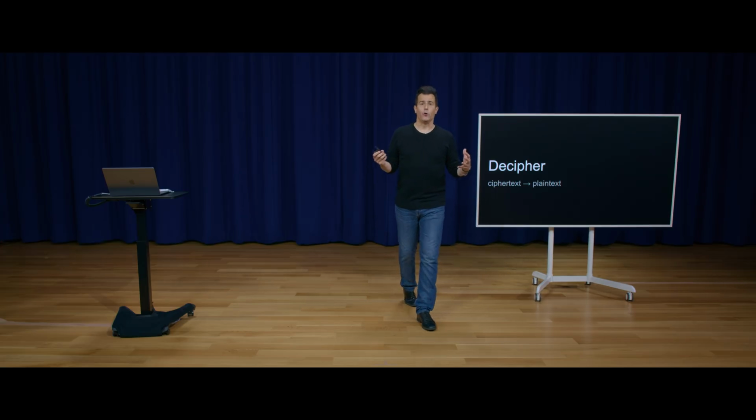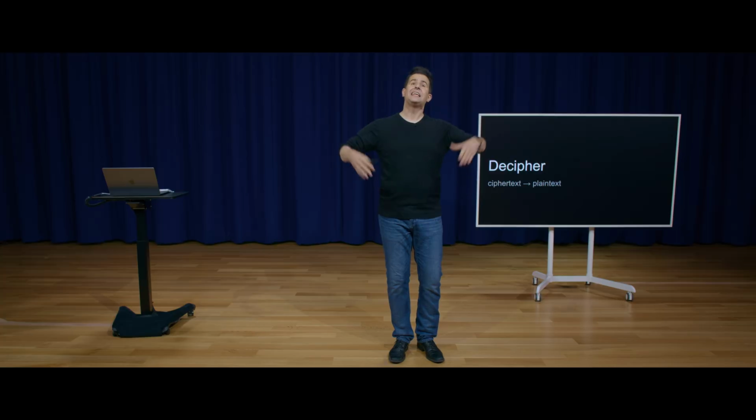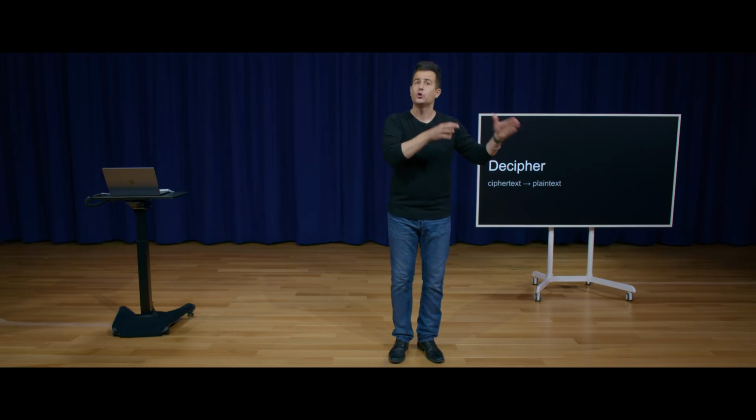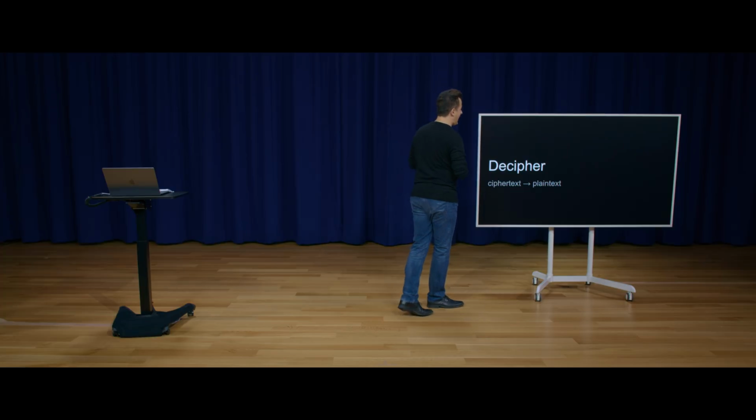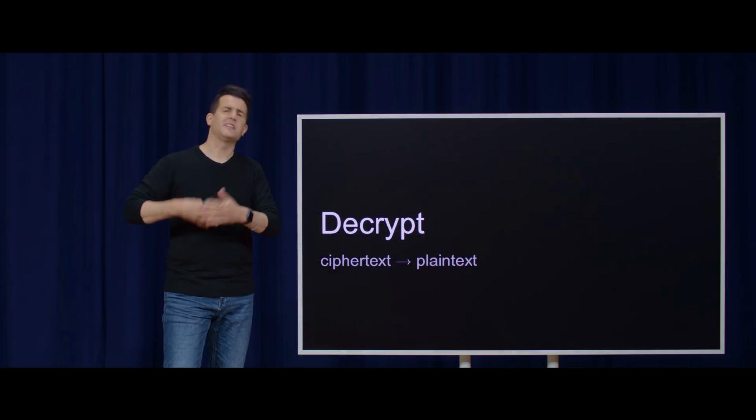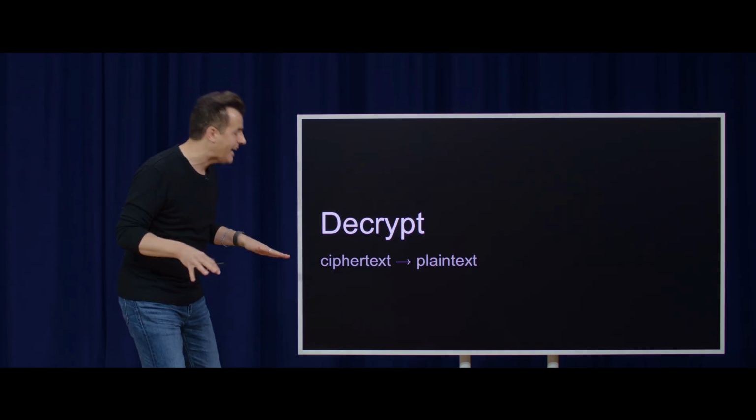Meanwhile, decipher would be the opposite of that. To actually take the ciphertext that someone else has sent to you, run it through an algorithm or cipher, and get back the plain text. Meanwhile, decrypt would be a synonym for that phrase, which refers to exactly the same process of taking ciphertext as input and outputting plain text as output.